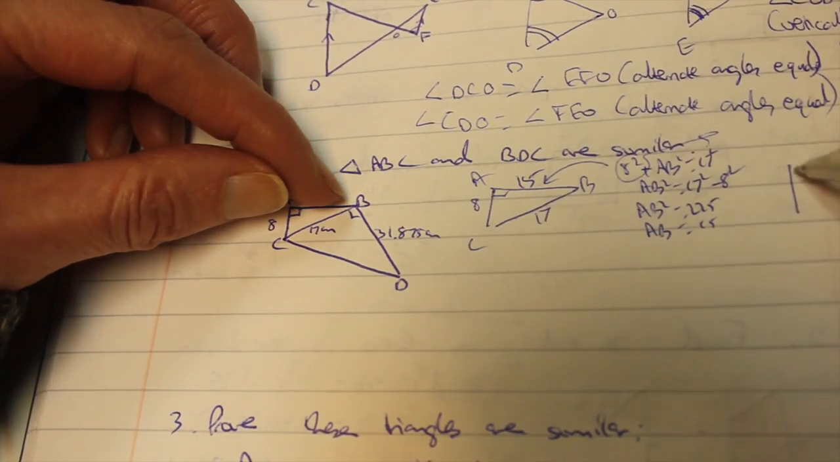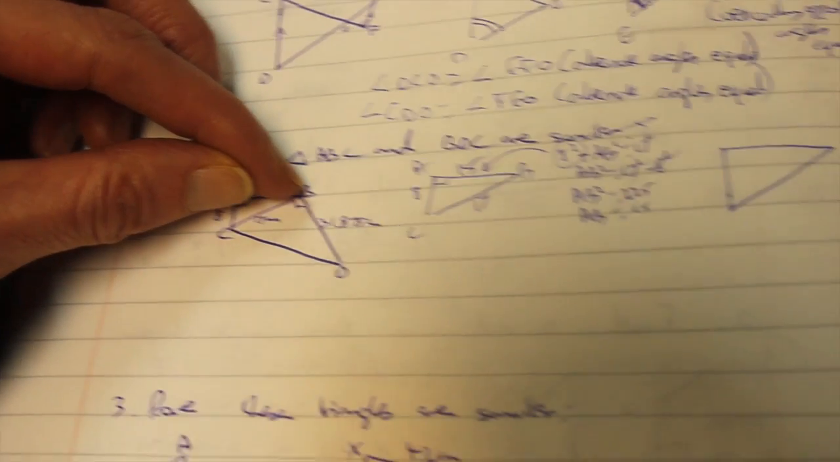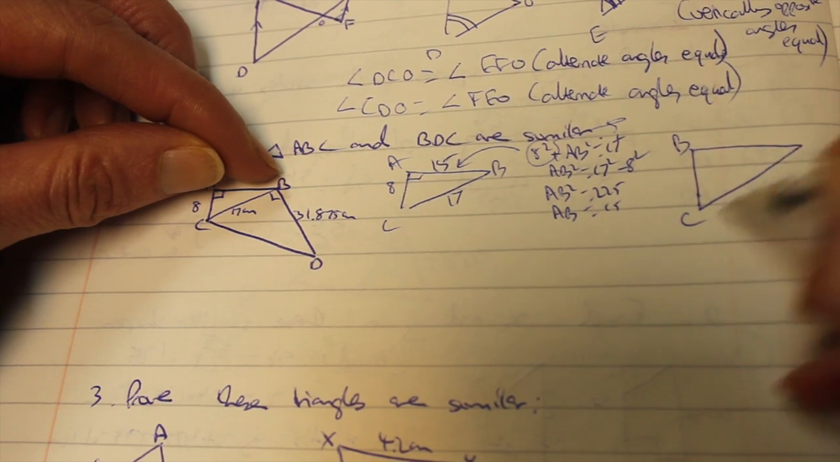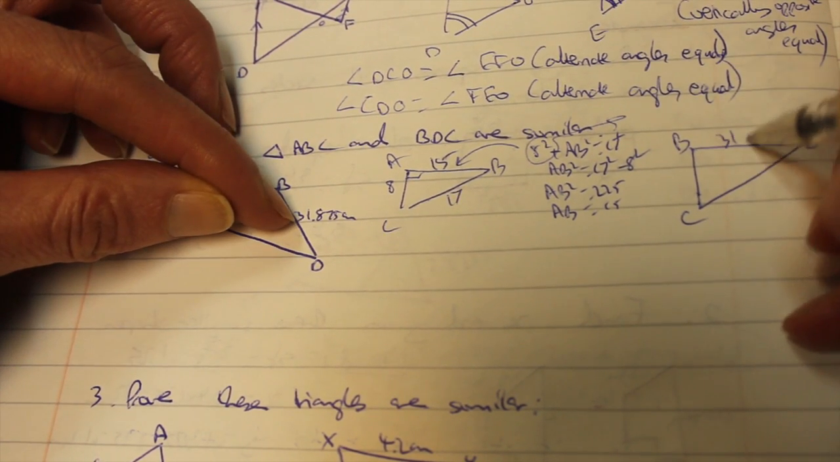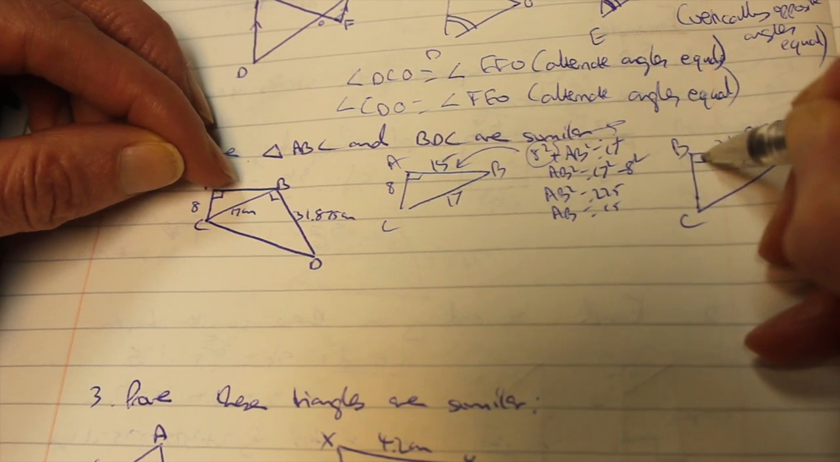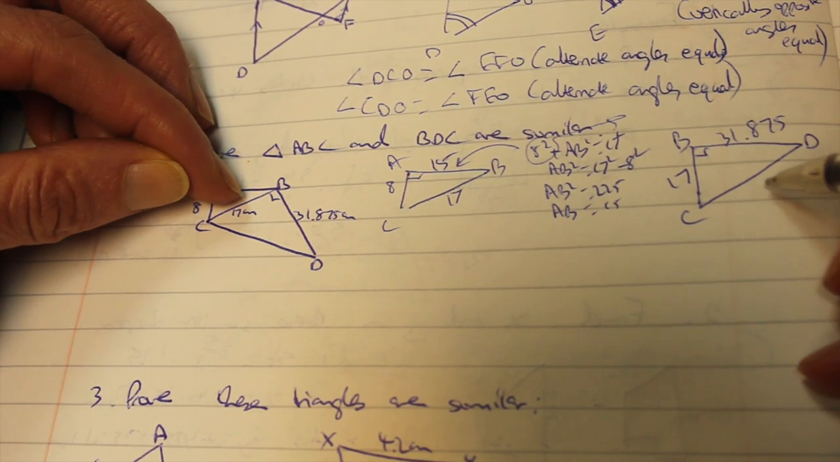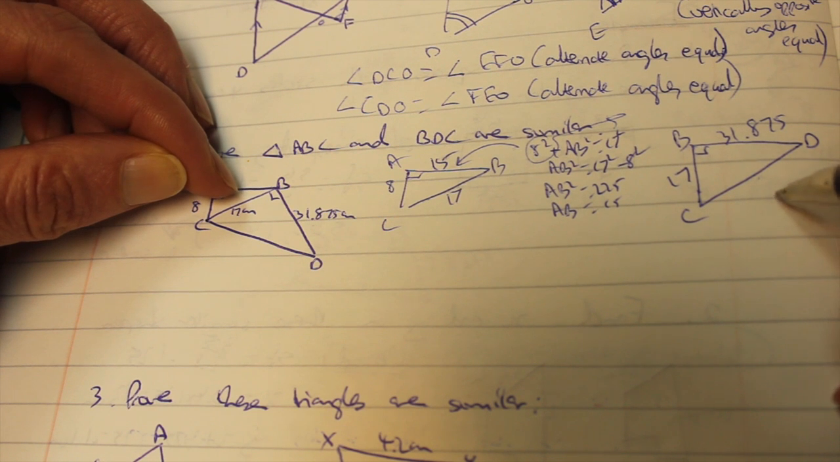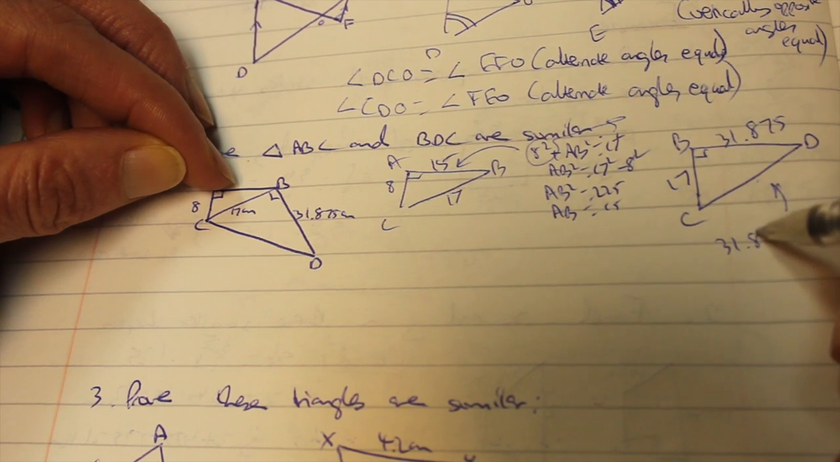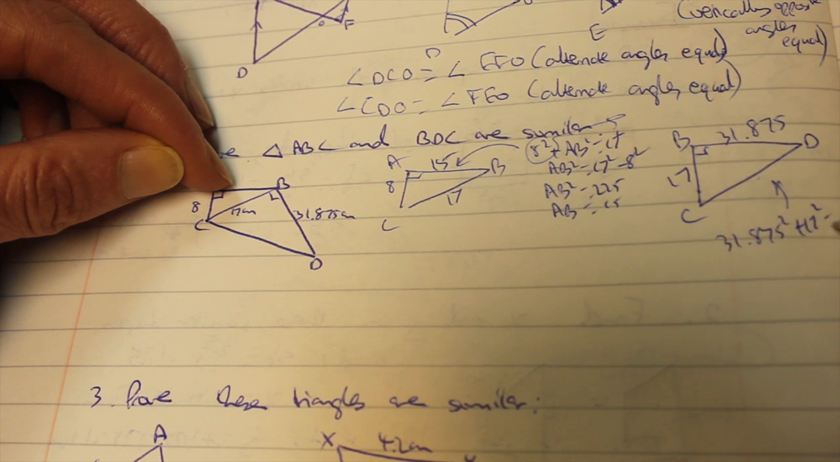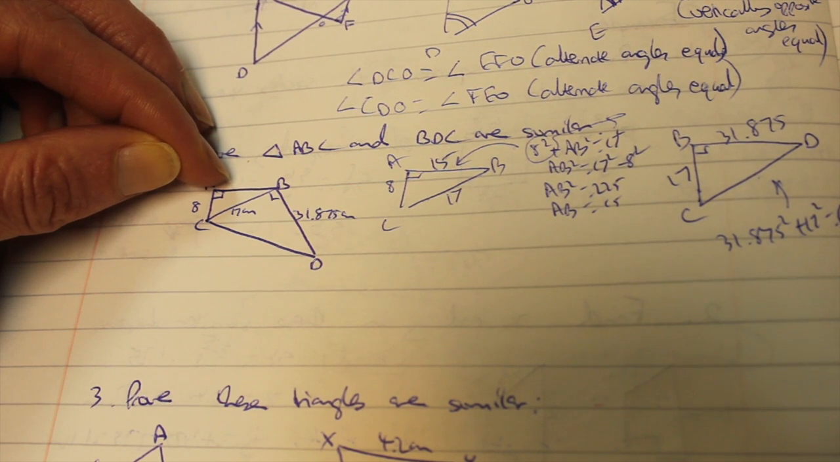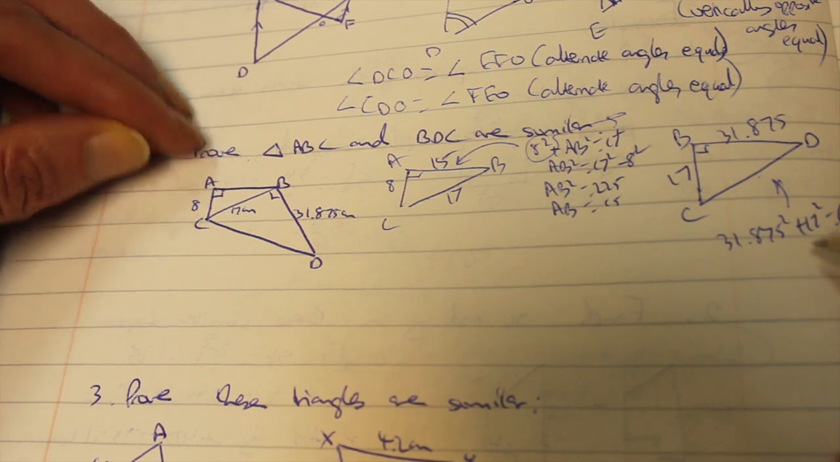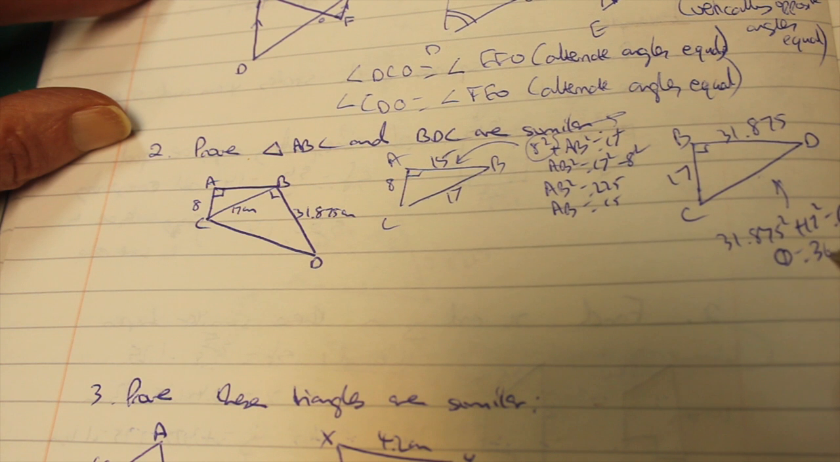I'm going to draw out this next triangle, the same shape. So BCD, 31.875, the hypotenuse 17. I can work out this side by Pythagoras theorem as well. So 31.875 squared add 17 squared equals CD squared. And then to work out CD, you'll square root your answer to give me a side in there of 36.125.